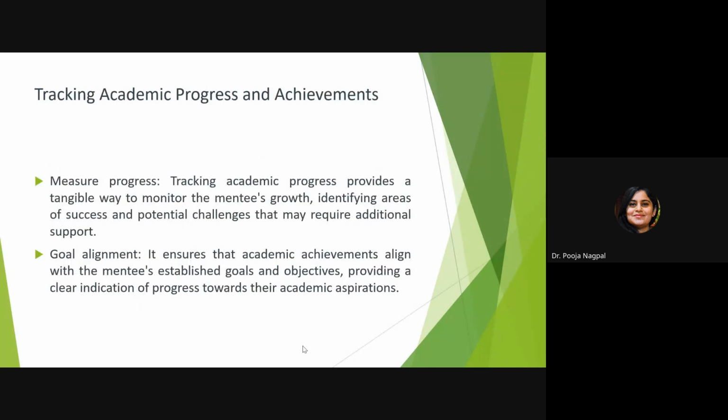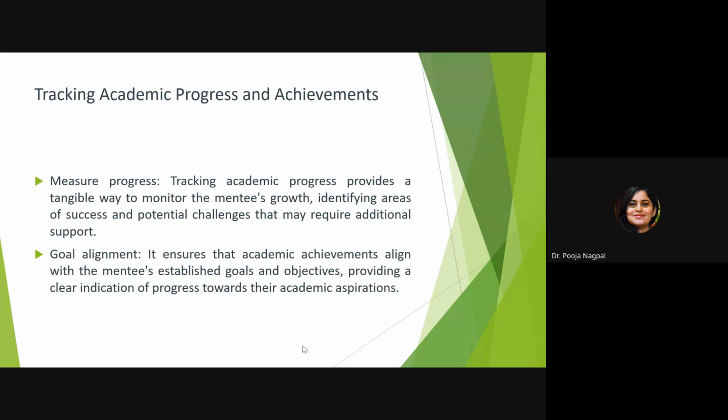Tracking academic progress and achievement. How will you do that? Measure progress. Tracking academic progress provides a tangible way to monitor the mentee's growth, identify areas of success and potential challenges that may require additional support. Goal alignment: it ensures that academic achievement aligns with the mentee's established goals and objectives.